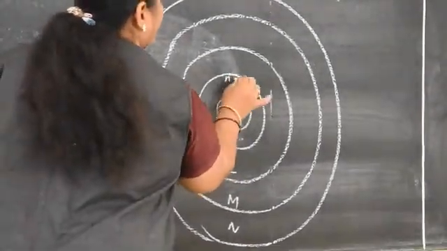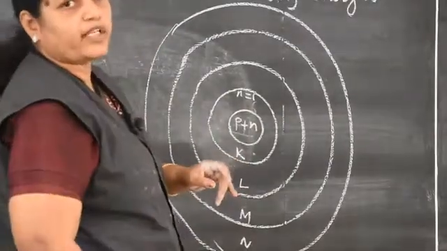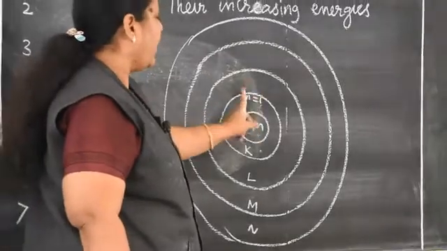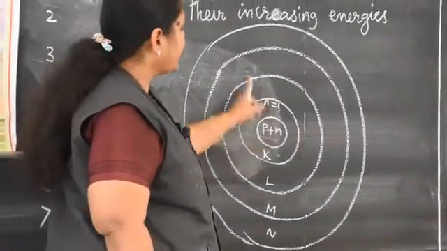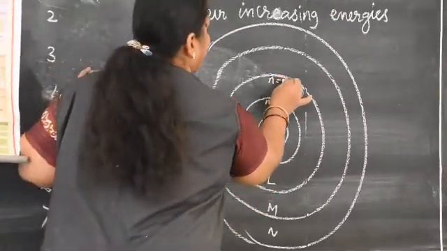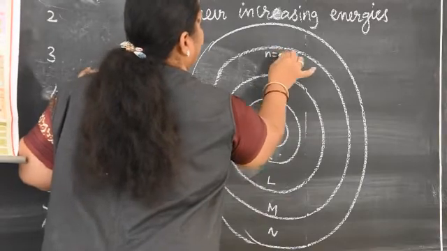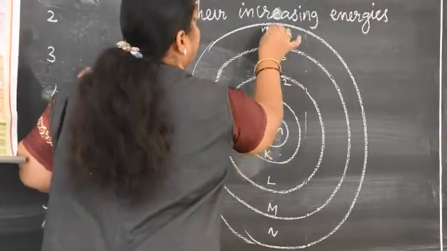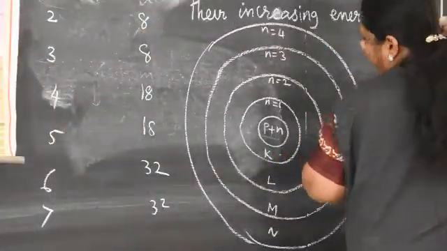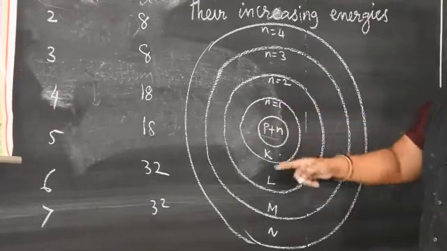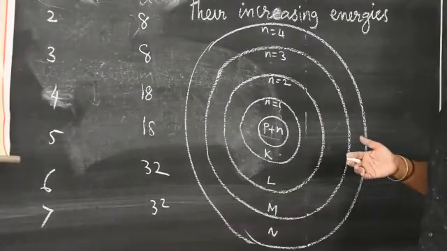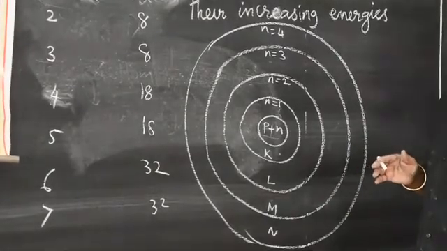It is represented by a quantum number called the principal quantum number. The symbol for the principal quantum number is small n. Since it is the first shell, it is referred to as n equal to 1. The second shell, n equal to 2. The third shell, n equal to 3. The fourth shell is n equal to 4. I already discussed that electrons revolve not only in a circular path but also in an elliptical path, so the orbitals in which electrons enter are s, p, d and f.